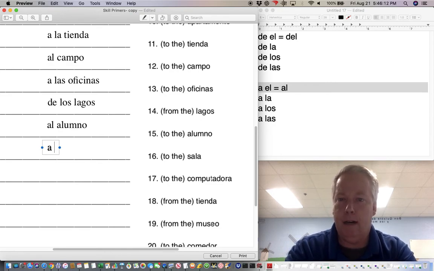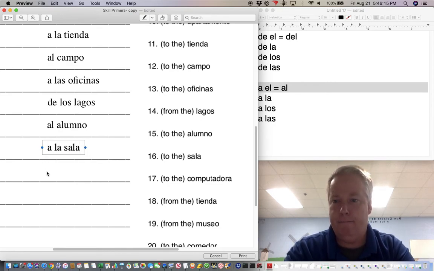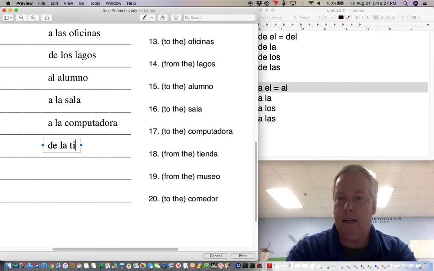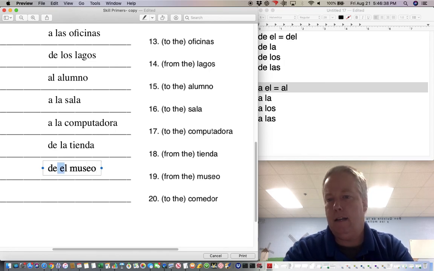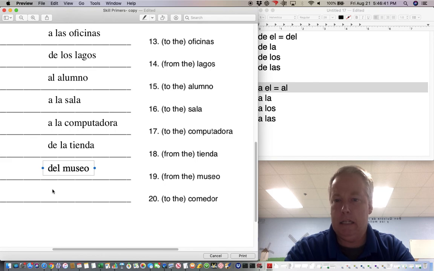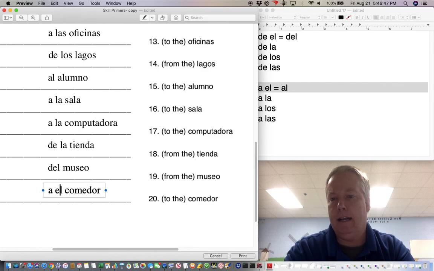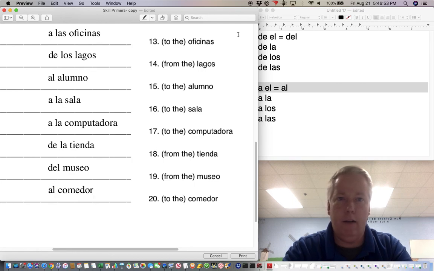Number 16. A la sala. Number 17. A la computadora. Number 18. De la tienda. 19. De el museo. And el and de make the contraction del. Number 20, a el comedor, and a and el make the contraction al. Okay, this concludes the video on contractions del and al.